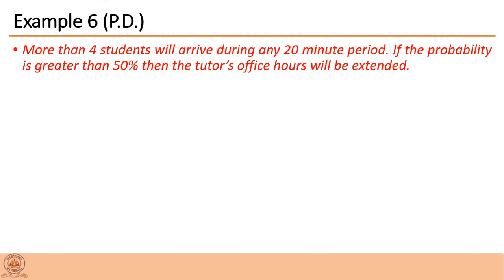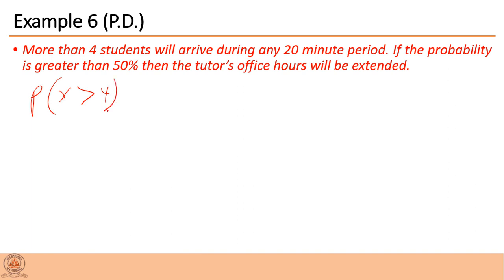If more than 4 students arrive during any 20-minute period with a probability greater than 50%, then the professor or the tutor's office hours will be extended. Now here we expect to find the probability that more than 4 students will arrive at the professor's office. That is, x greater than 4.